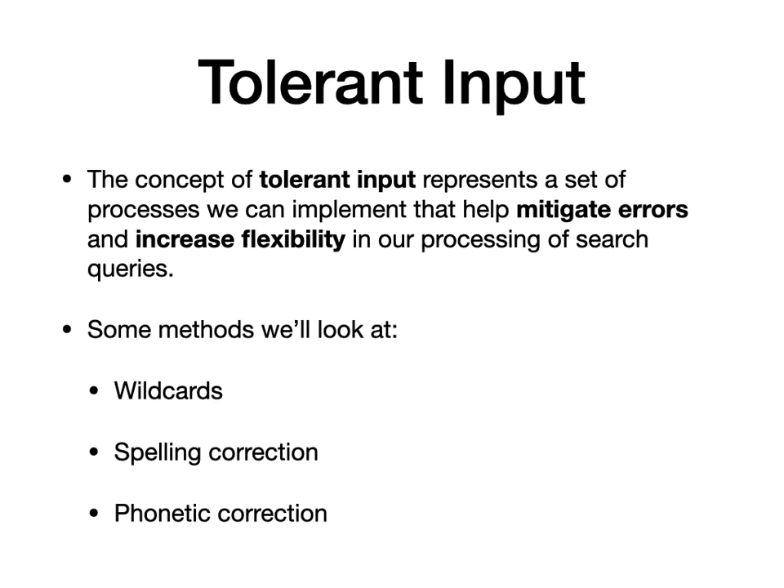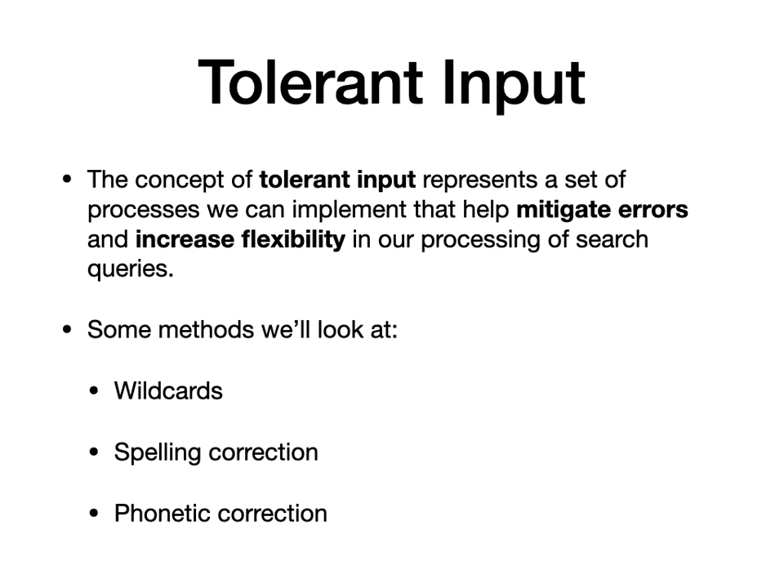So tolerant input covers both of these bases. It's a set of processes, a variety of things we can do to help mitigate errors and increase flexibility when we are processing our searches. So some methods we're going to look at are wildcards, spelling correction, and phonetic correction. Today it's almost entirely wildcards. We'll just give some lip service to the other two, which we'll cover next time.